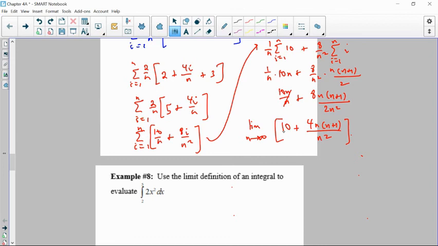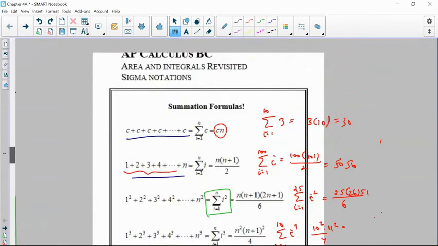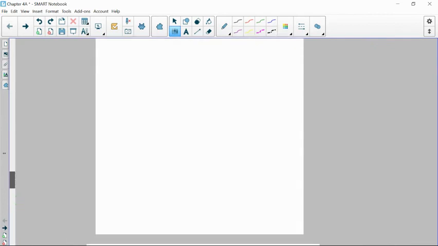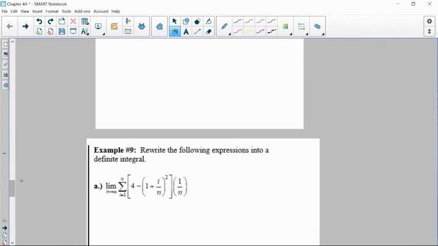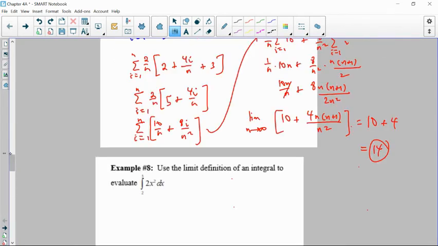And that doesn't affect this 10 at all. It's still 10. And this is going to behave like 4n squared over n squared, which is going to behave like a 4. So we're going to get 14. And this whole model represented area because it all represented just adding up rectangles, right? And rectangles are just base times height. So if I know I got this answer of 14, then I want to just check my work.